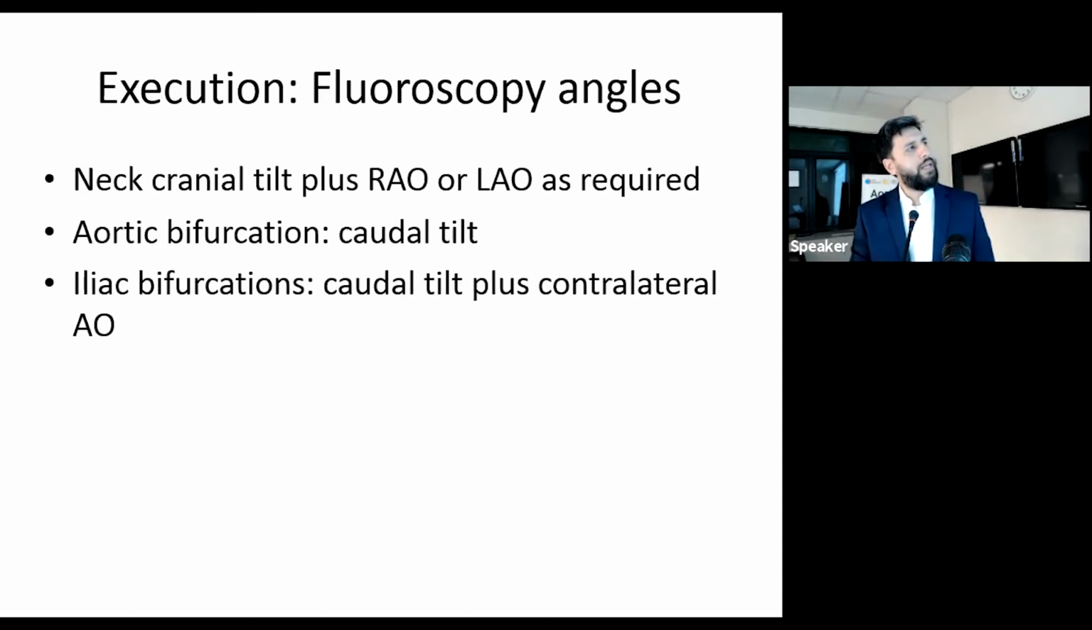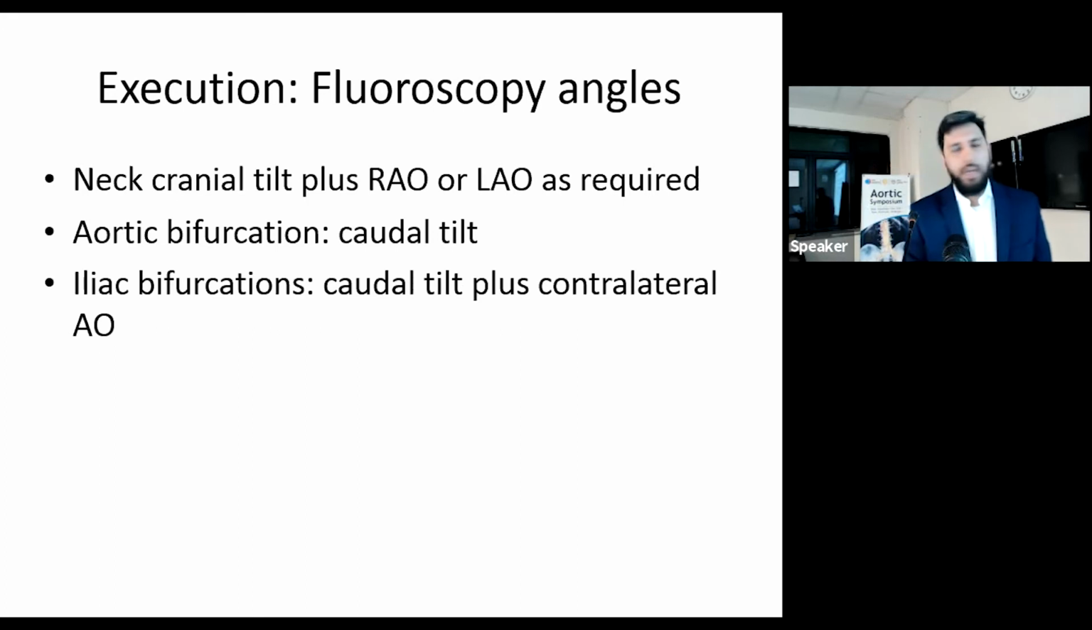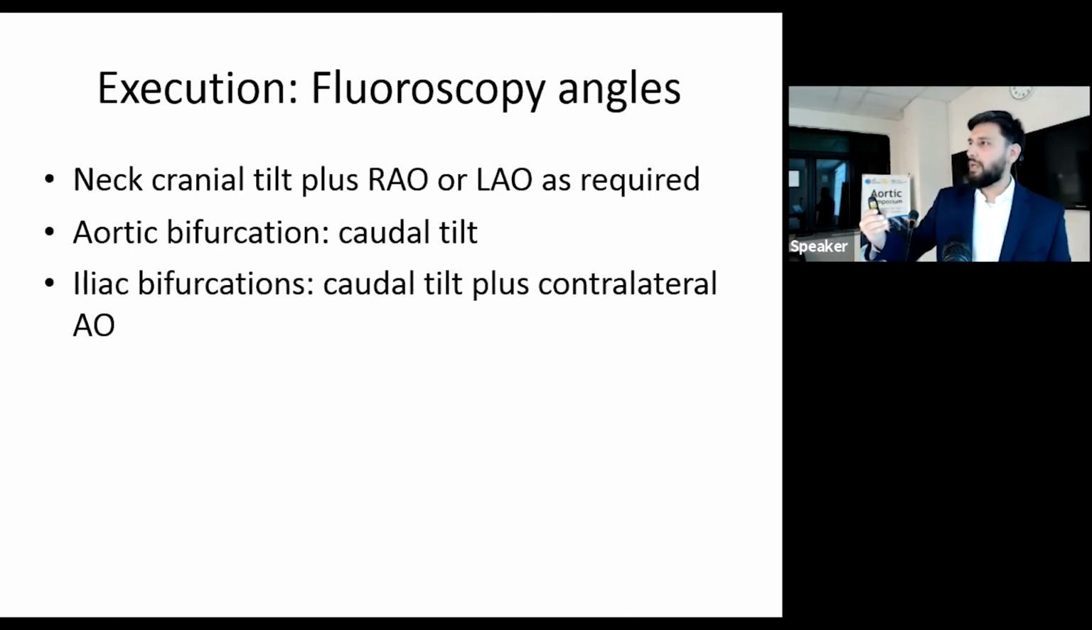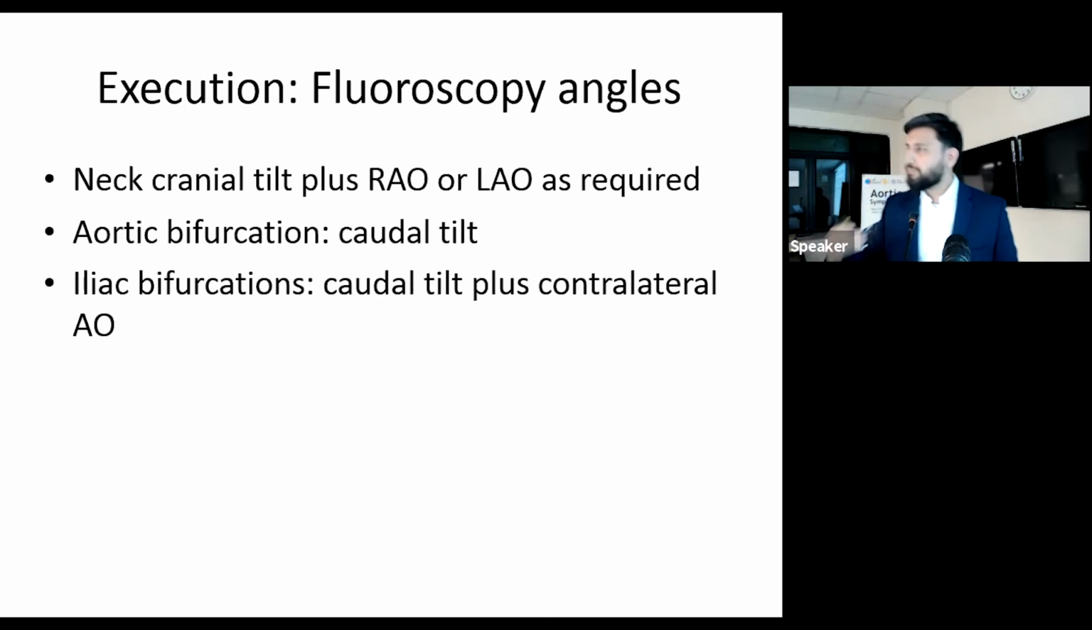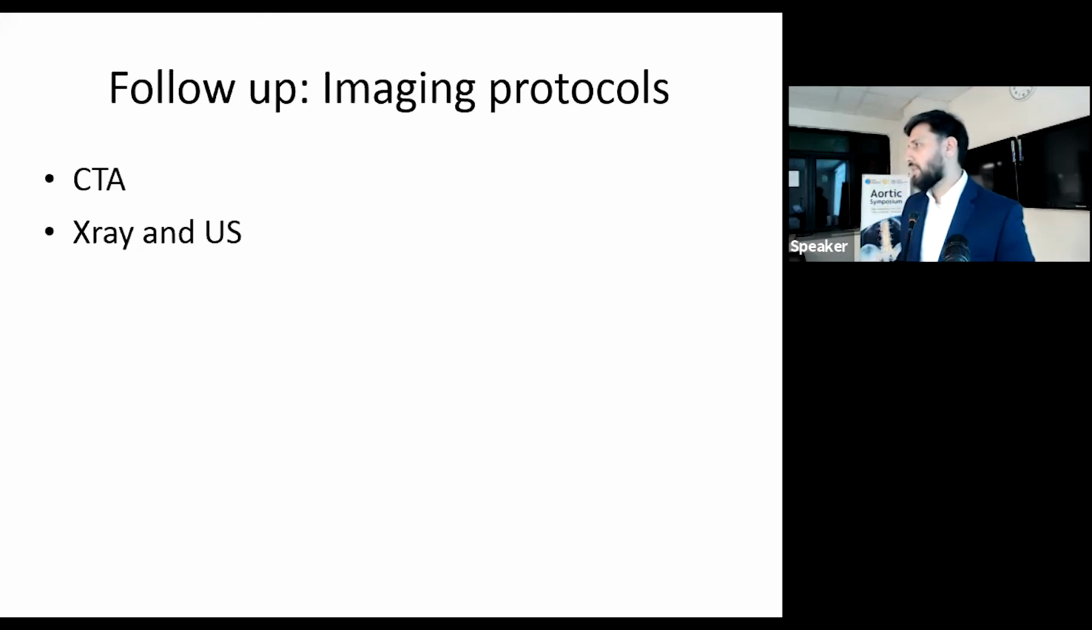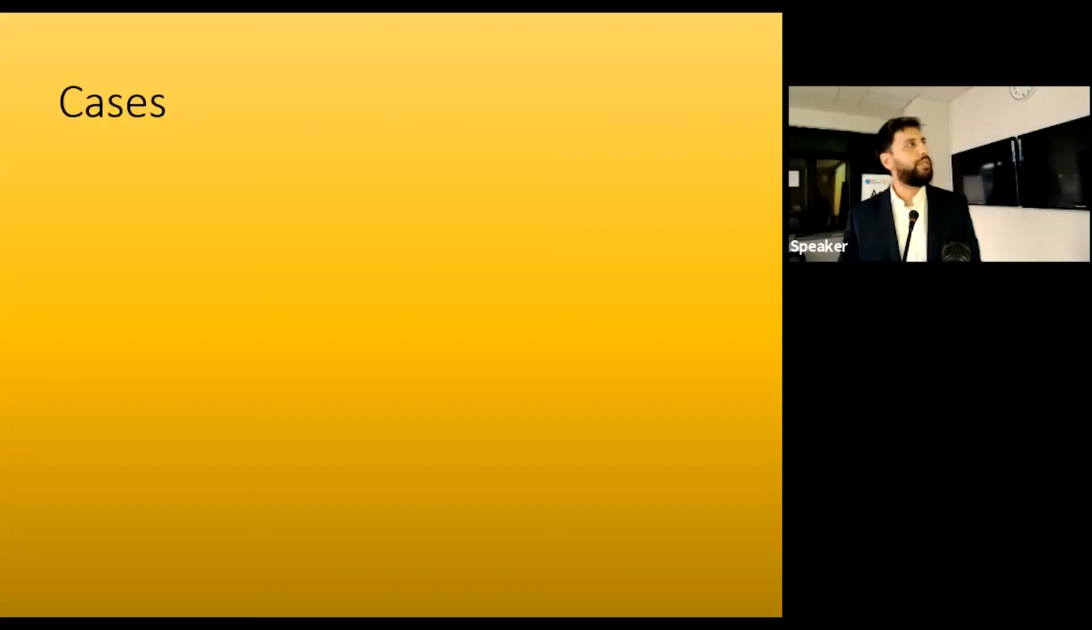I probably didn't mention the iliac bifurcation. For the iliac bifurcation, you usually need a little bit of caudal tilt and a contralateral anterior oblique to really open it up. So you can be certain that if you want to save the internal iliac artery, which is the case for most EVARs, you can, and you don't cover it inadvertently. Of course, we need to follow these EVARs up because we know that there's a reintervention rate. So CT angio; some places use X-ray and ultrasound, but as we move forward, we're looking at CT angio.